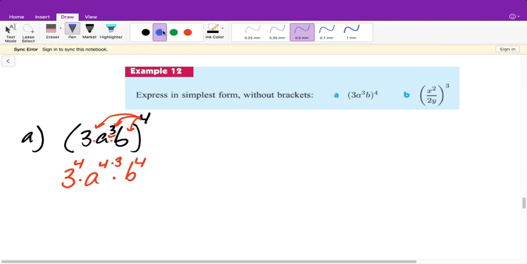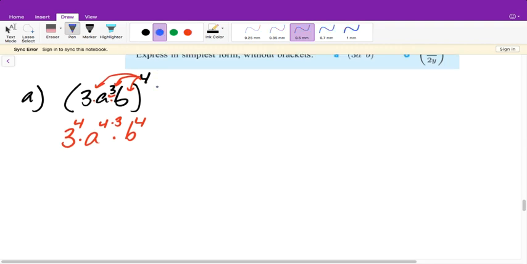And now we just simplify as much as we can. All right, once again, I will be very clear with you in the directions, but 3 to the 4th, we already did that in one of our videos. We know that this is going to be equal to 81. 4 times 3 is 12, so it's a to the 12th power and b to the 4th.